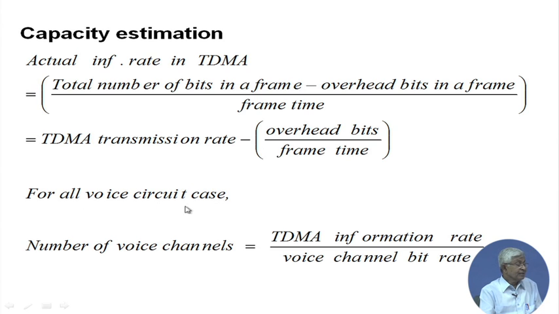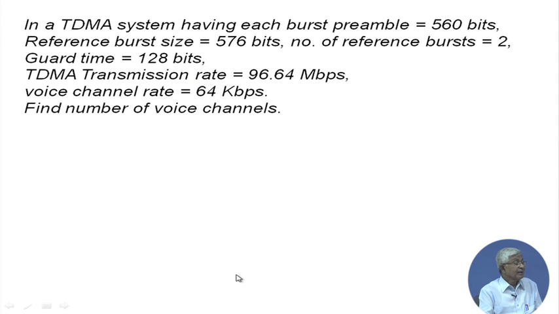For voice circuits, the TDMA information rate and transmission rate are not the same. You have to remember that because there are overheads. So, the TDMA information rate divided by the voice channel bit rate, 64 kilobits normally taken, gives the number of voice channels. If codecs are used, the voice channel bit rate can be different. Let us take a quick calculation.